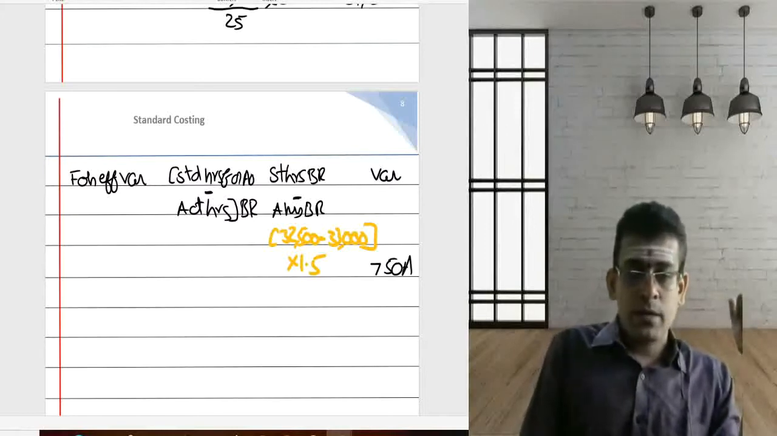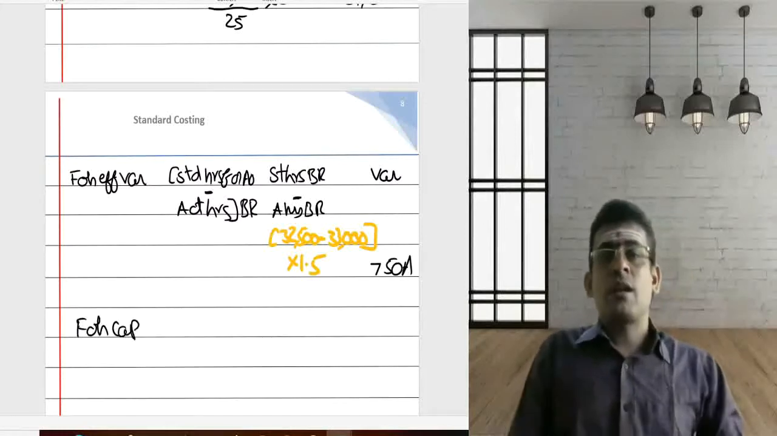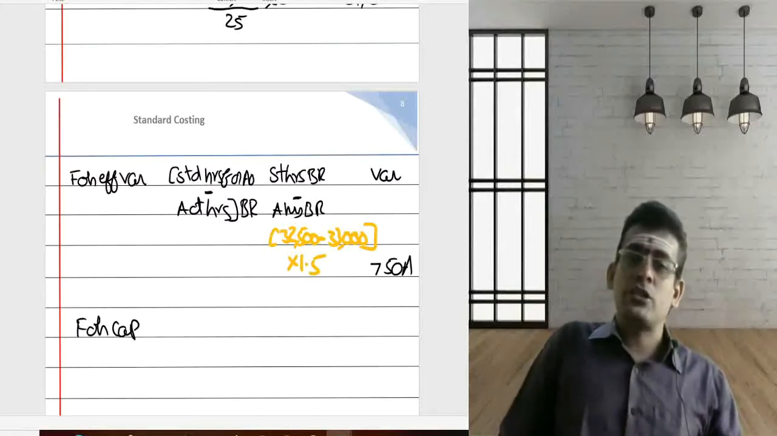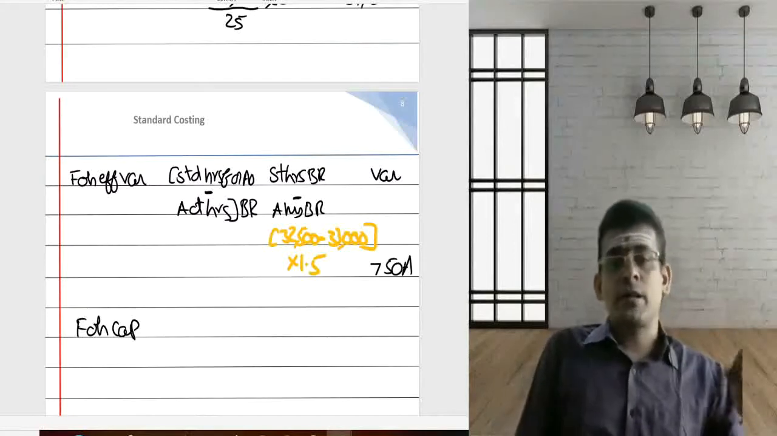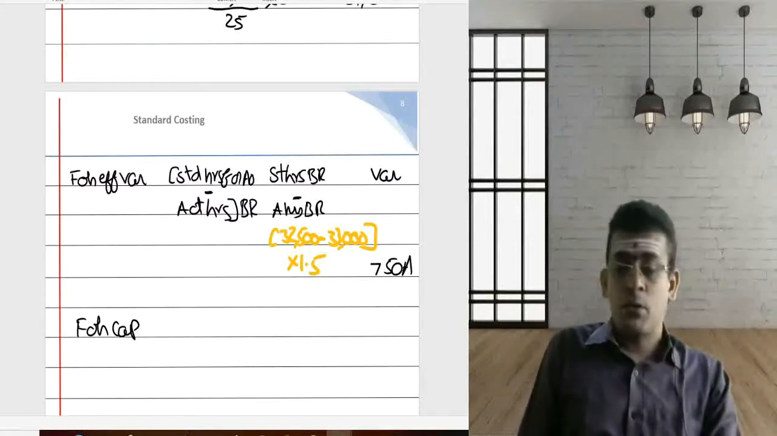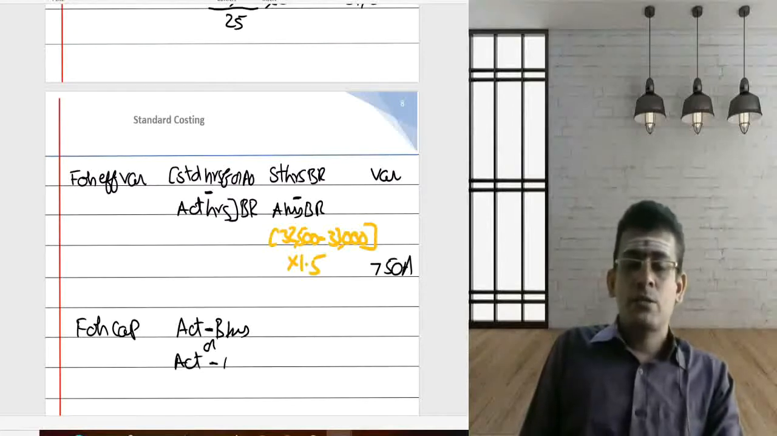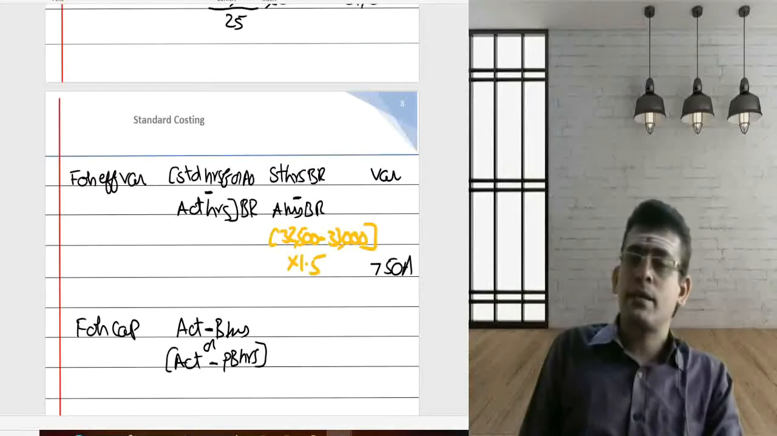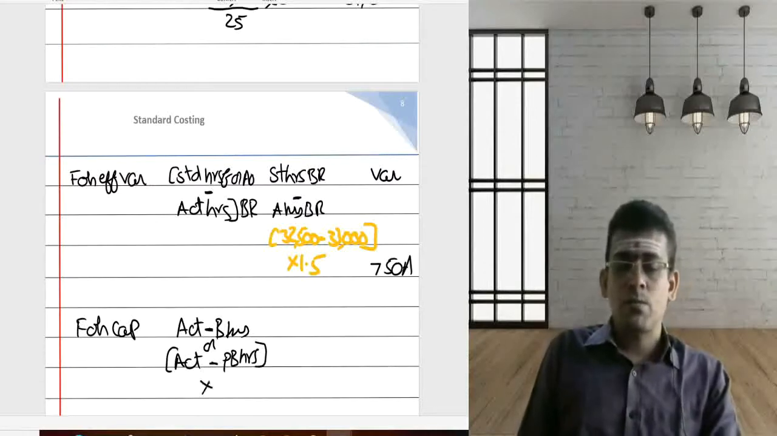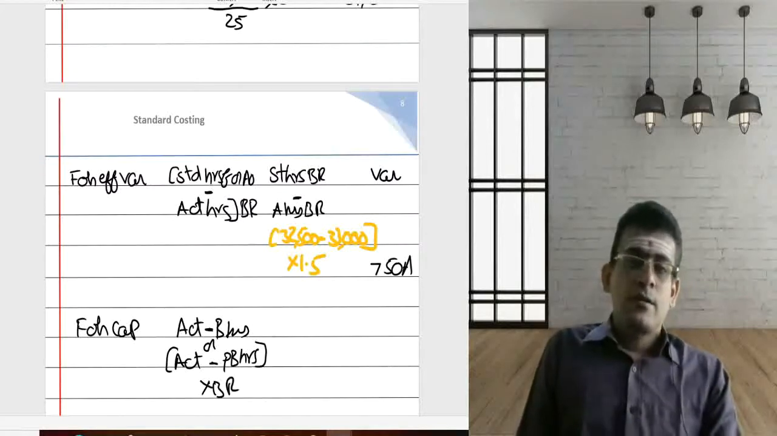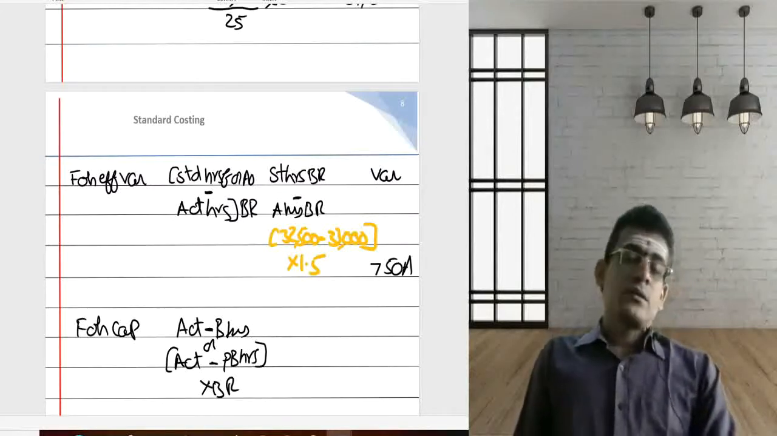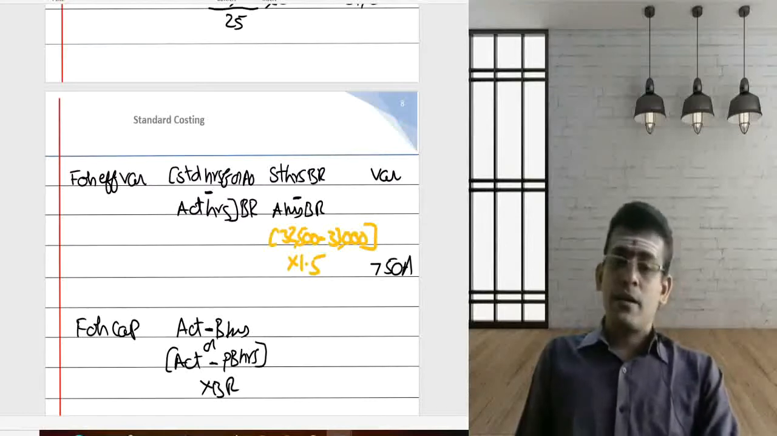Then coming to your next variance, which is your fixed overhead capacity variance. Generally, if calendar variance is not there, it is actual minus budget. But if the calendar variance is there, it is actual minus possible. So two formulas depending upon the situation: actual hours minus budget hours, or actual hours minus possible budget hours. Whenever you have calendar variance, I will be taking the possible budget hours. This is multiplied with your budget rate. Always, volume variance is the difference in hours multiplied with your standard or budget rate.